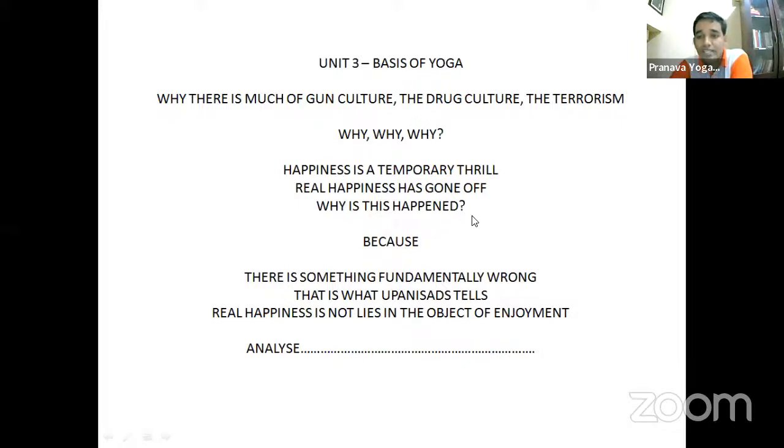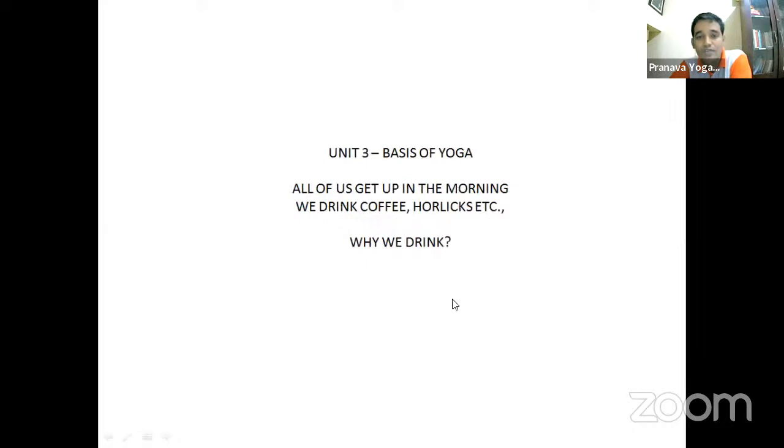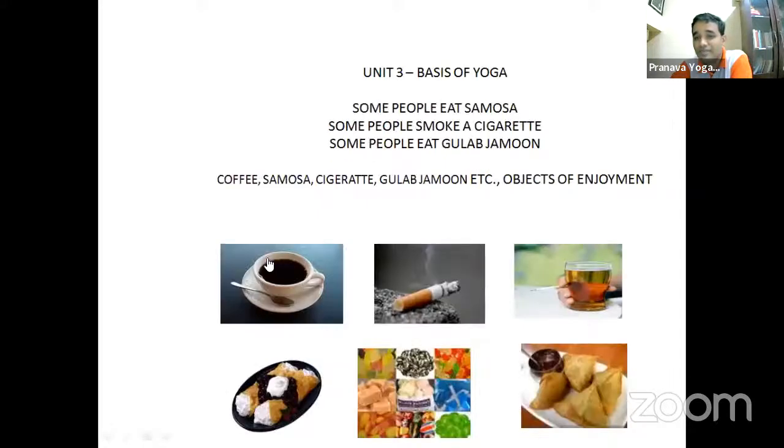See, the Western culture has developed so much affluence and tried finding happiness in the external world, whereas Eastern culture is not that. We'll see what that is in the upcoming slides. All of us get up in the morning and drink coffee, Horlicks, etc. Why do we drink? Just for that enjoyment, those objects of enjoyment, we may become happy.